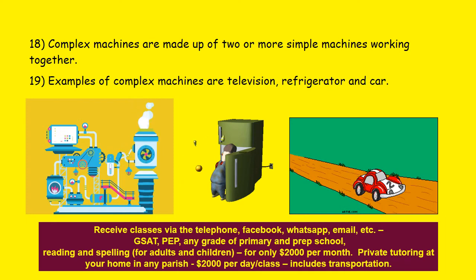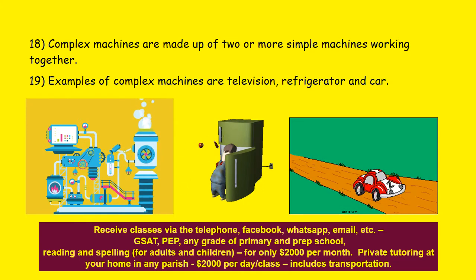Complex machines are made up of two or more simple machines working together. Examples of complex machines are television, refrigerator, and cars. So look at these pictures on the screen. What type of machines are all these? The three of them are what types of machines? Simple or complex?